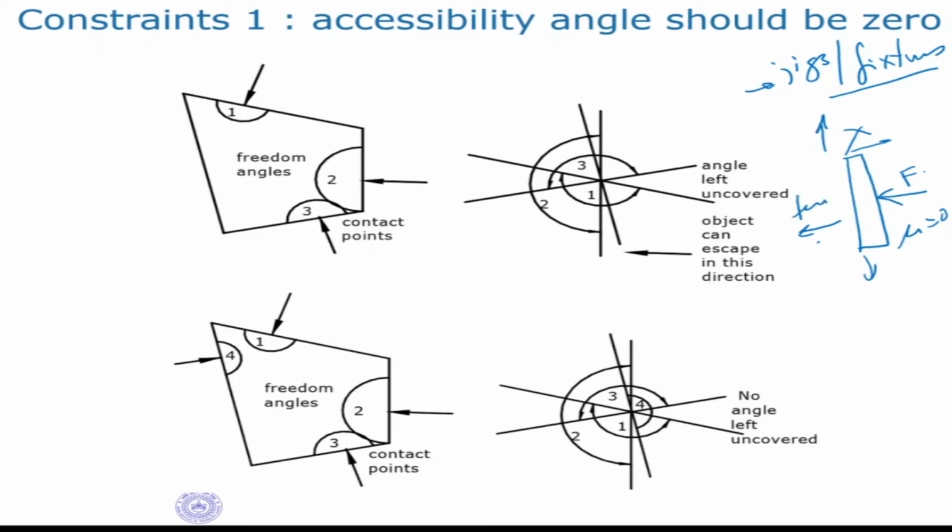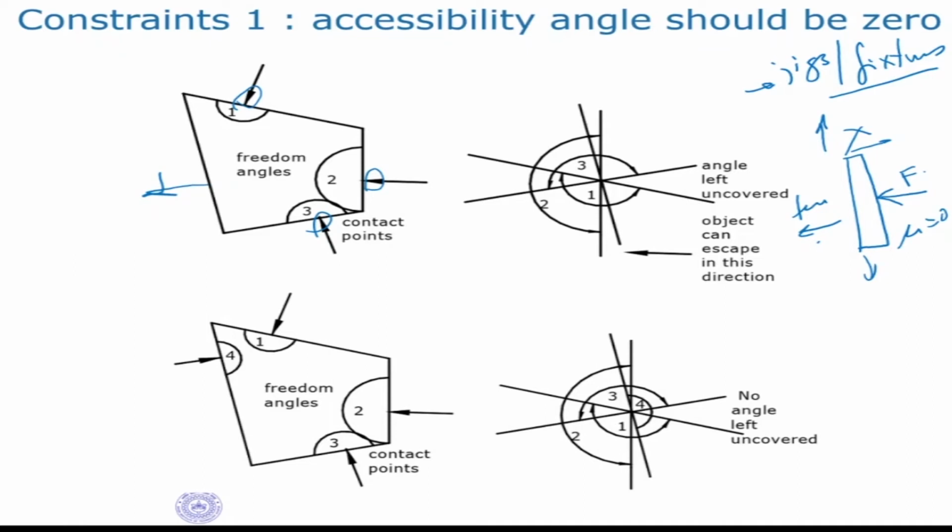So the object is free to move in the other direction. This is like saying if I have a fingertip here, this is my freedom angle. The object is still free to move 180 degrees from here to here. Any direction it can move. Similarly, if I put my finger here, then the object is free to move in any direction like this. So this is called my freedom angle. So if I put one finger here, one finger here, one finger here, the object is still free to move in this direction.